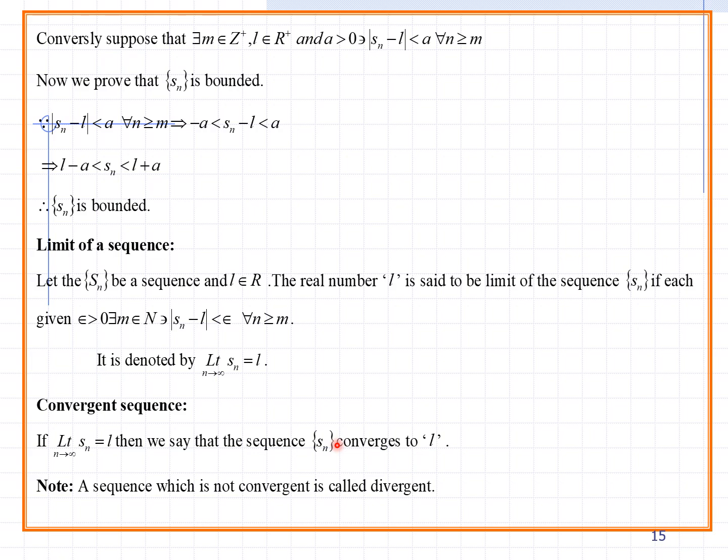For example, if you get an undefined value, in that case it is divergent. Either the given sequence is convergent or divergent. If you get the L value, it is treated as a convergent sequence. Otherwise, if you get an undefined value, you treat it as a divergent sequence. Note: a sequence which is not convergent is called divergent.